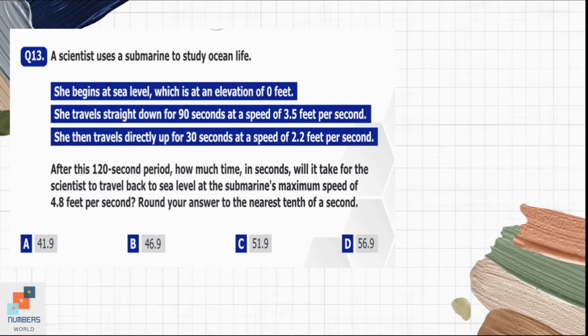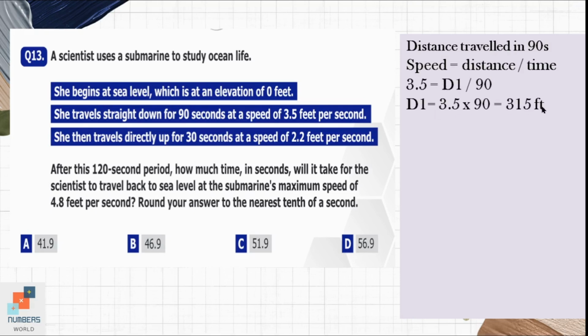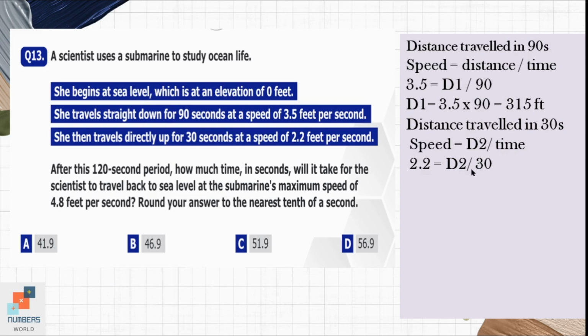First of all, we are going to calculate the distance that was covered in 90 seconds. So we will write the formula of speed. The values of speed and time are already known, so we will put them in the equation. So the first distance is 315 feet. Now the second distance was covered in 30 seconds. To calculate that, we will write the formula of speed again. After putting the values of speed and time, we get 66 feet.